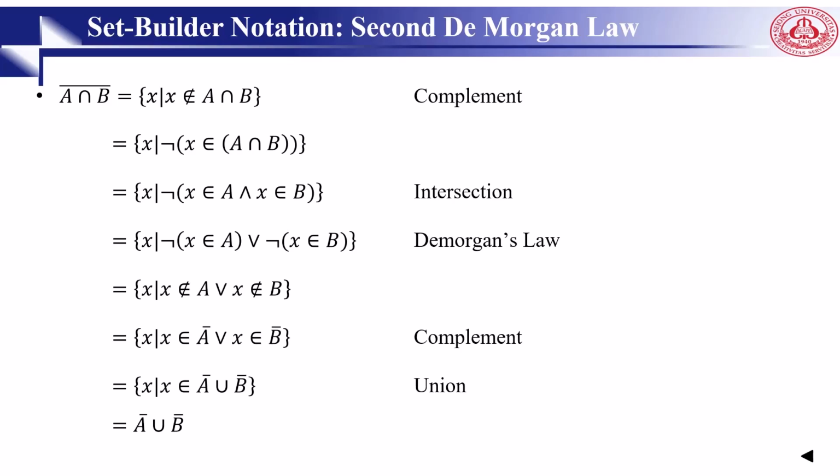So the same definition with set builders notation. So in here we say, when we say complement of A intersection B, it means x is not in A and B intersection B.